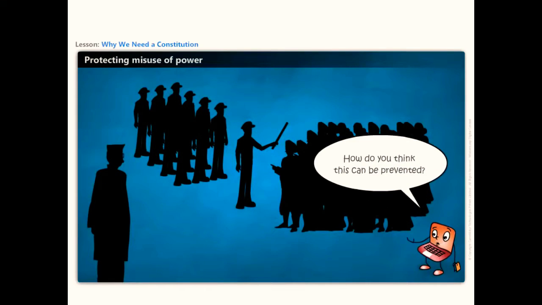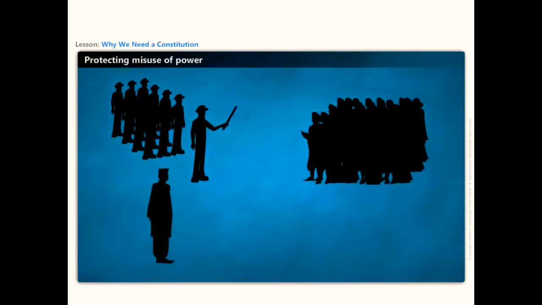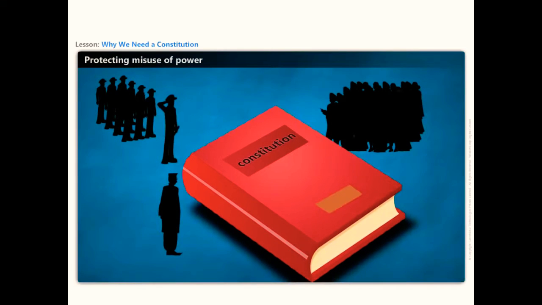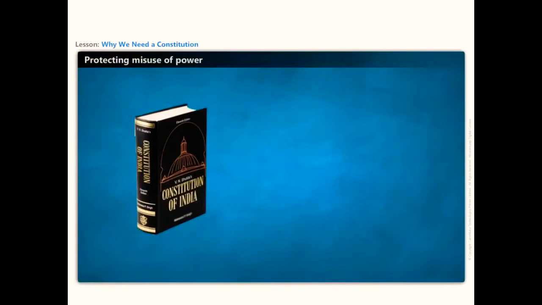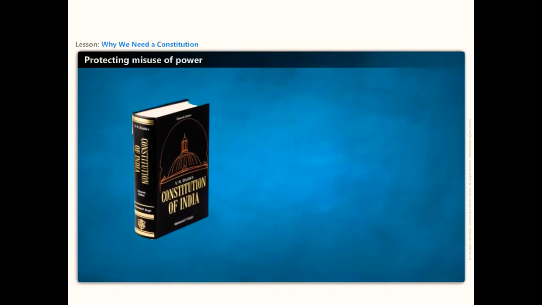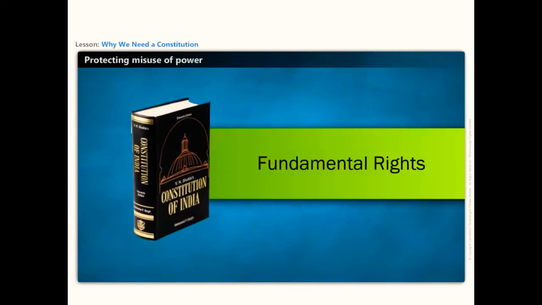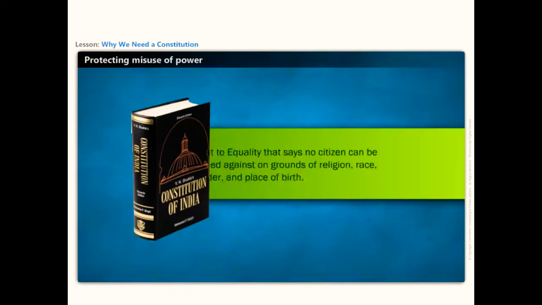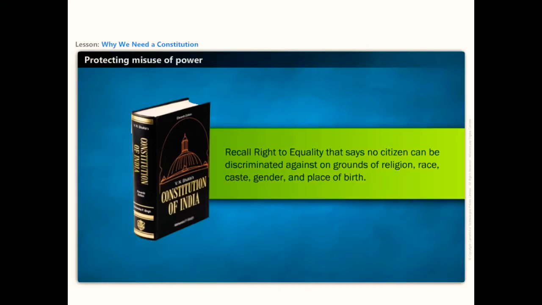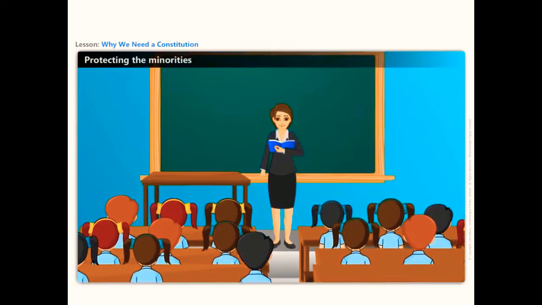How do you think this can be prevented? In democratic societies, the constitution often lays down rules that guard against this misuse of power by our political leaders. In the case of the Indian constitution, many of these laws are contained in the section on fundamental rights. Recall the right to equality that says no citizen can be discriminated against on grounds of religion, race, caste, gender, and place of birth.